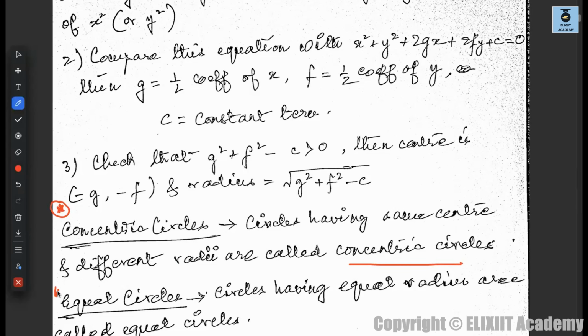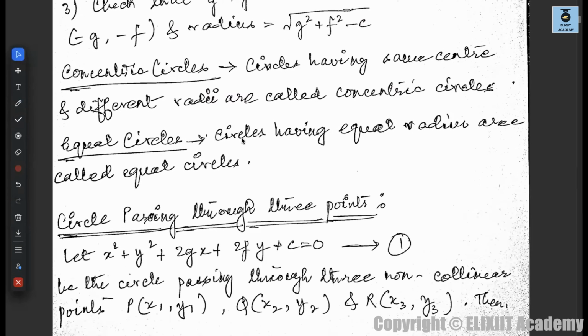And lastly, we have equal circles. Write down what are equal circles. Circles having equal radius are called equal circles.